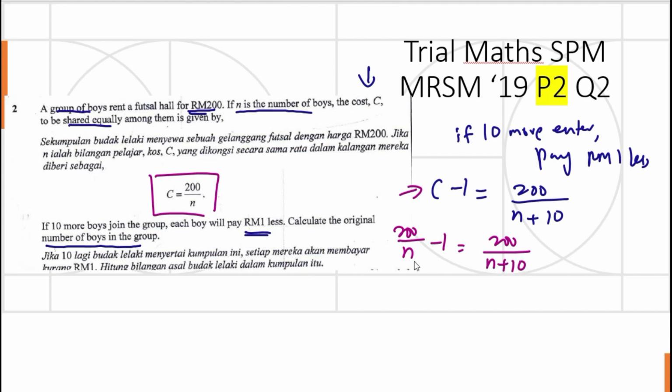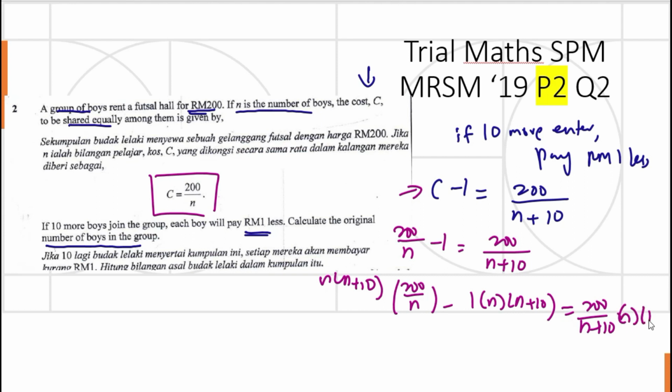So we multiply everything by n times n plus 10 so that we can remove the denominator. So n plus 10 times 200 minus 1 times n times n plus 10 is equal to 200 over n plus 10 times n plus 10. So this one we can remove n plus 10. So here we have n, we can cut.